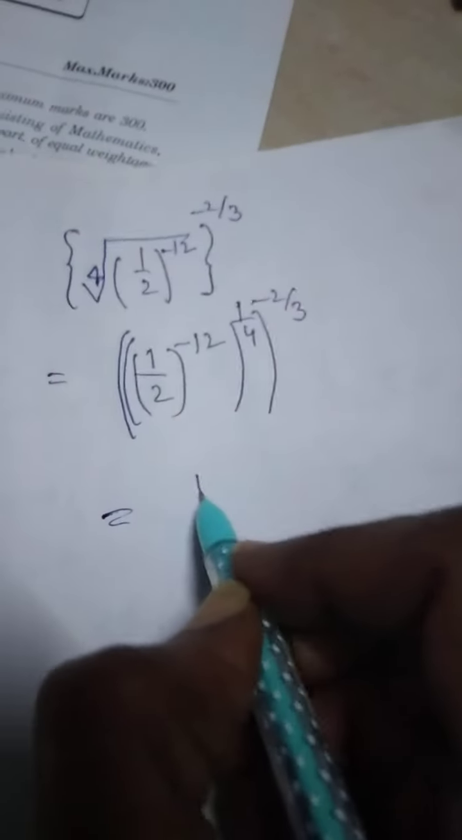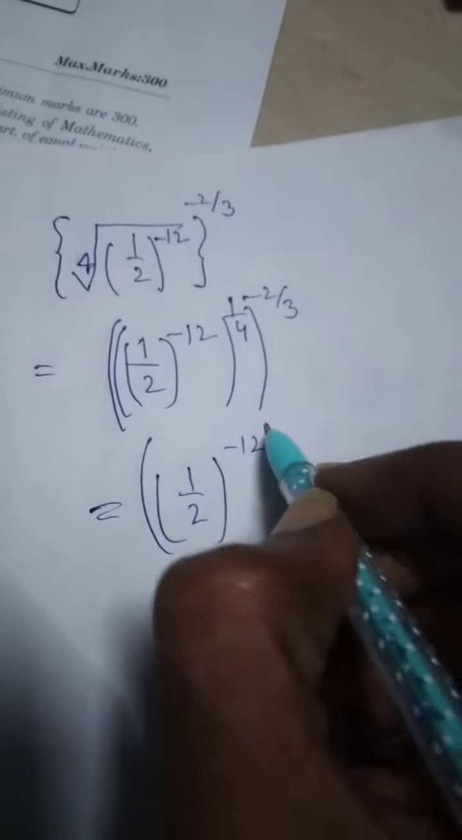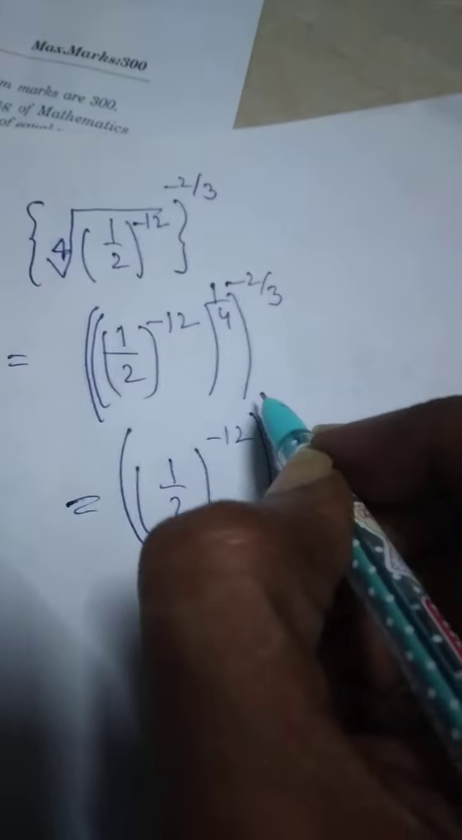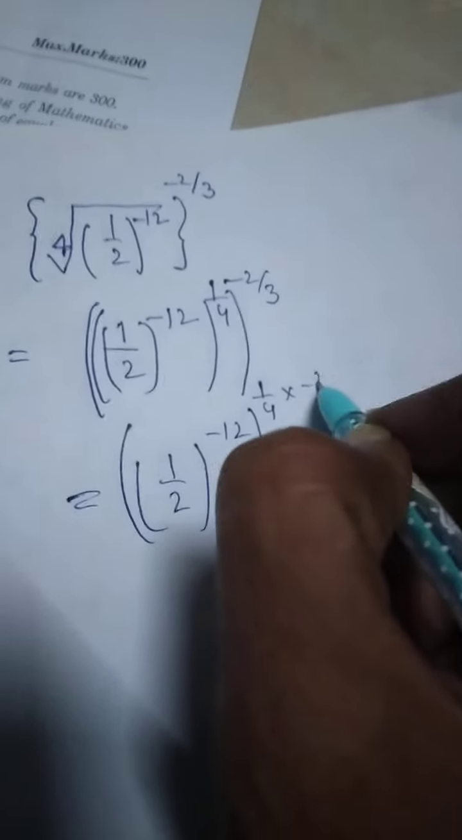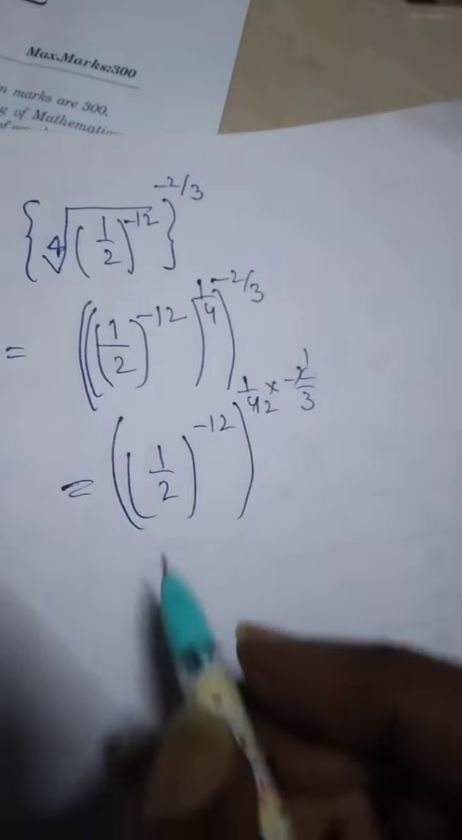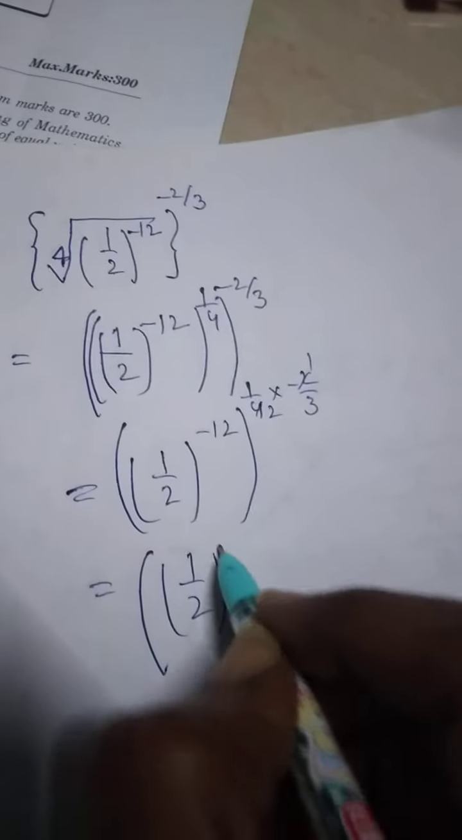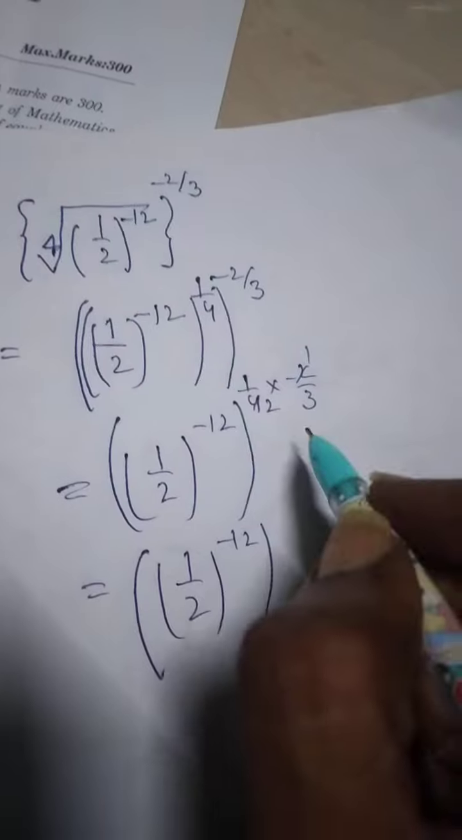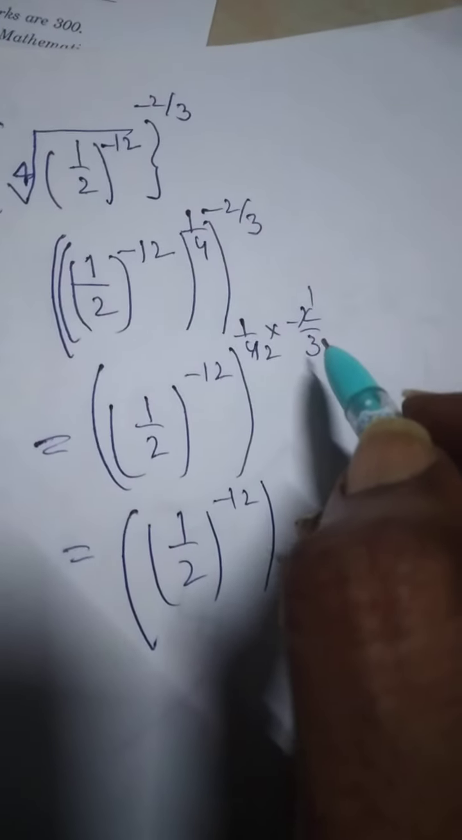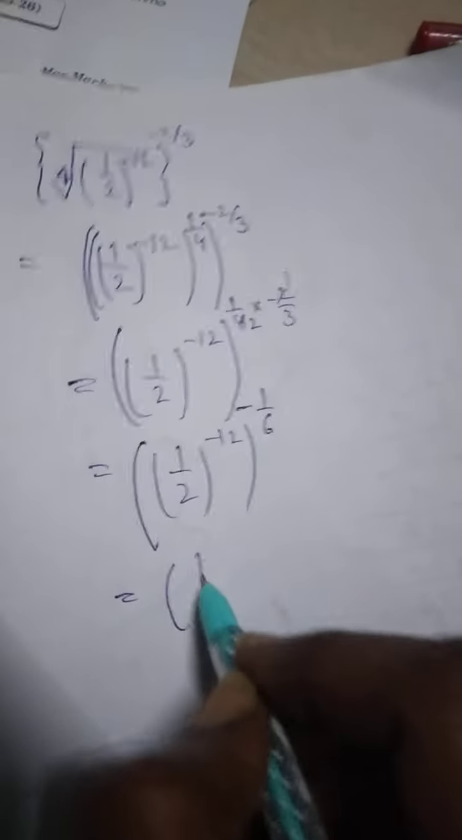Here, this is (1/2) to the power of -12, to the power of... according to the laws of exponents, we multiply these two: 1/4 into -2/3. 2 ones, 2 twos. So this is (1/2) to the power of -12 times... this is nothing but -1/6.